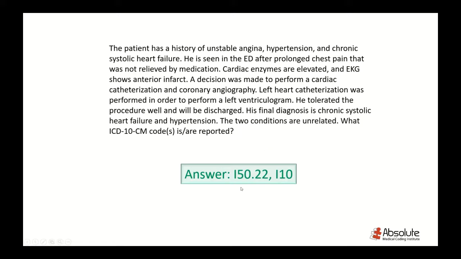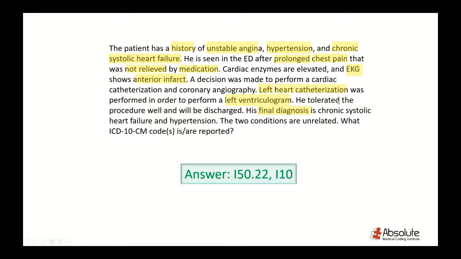So the answer is going to be I50.22 and I10. See, you guys are pretty close there. It's only the sequencing, but I am so happy. So let's find out how we arrived at these answers. We have our keywords: a history of unstable angina, hypertension, chronic systolic heart failure. You have chest pain not relieved by medication, EKG, anterior infarct, left heart catheterization, left ventriculogram.